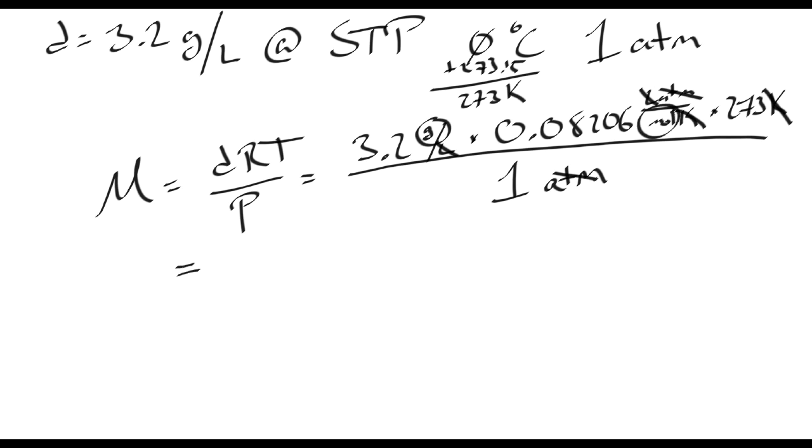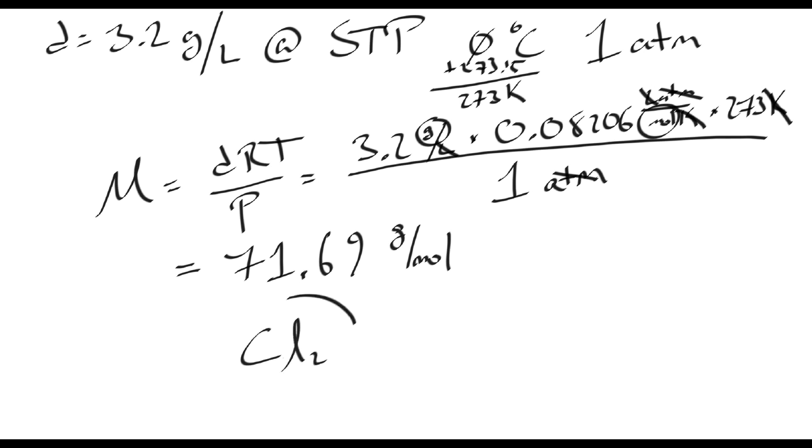And when you do the math, you get 71.69 grams per mole. Obviously, we have some rounding errors there, but this looks an awful lot like chlorine. All right, that is just one example of the sort of problem that you might see with the dirt pile.